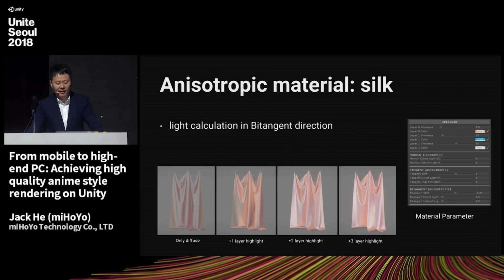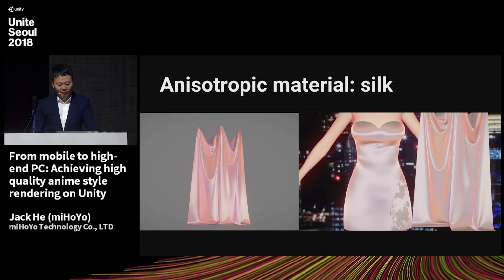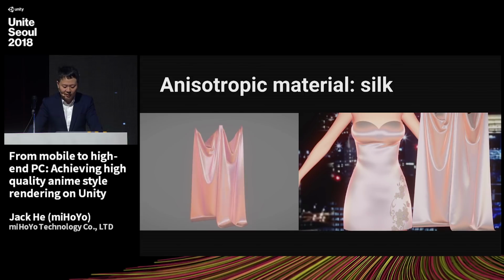Now let's see another case of anisotropic material, silk. At this time, we calculate the specular in the bitangent direction. There are 3 highlight layers combined together to get the final lighting, and each layer is assigned a different color so that the final shading of the material is rich in colors. Here are some pictures showing how the material surface shines from different viewing angles.